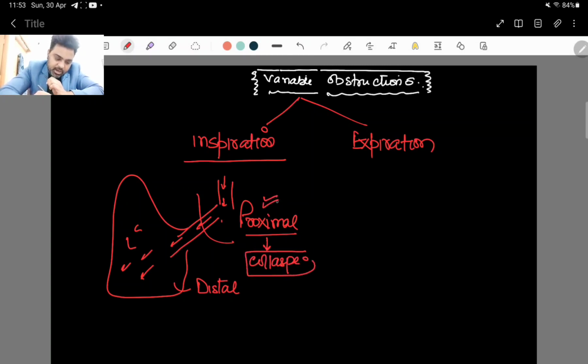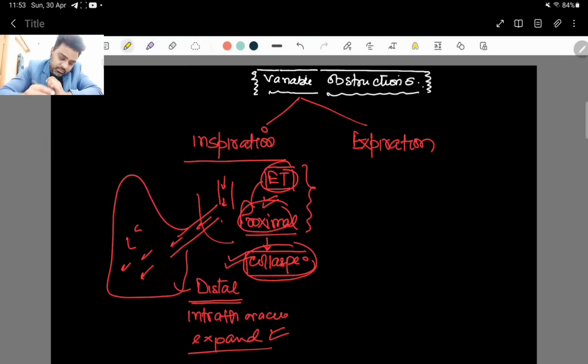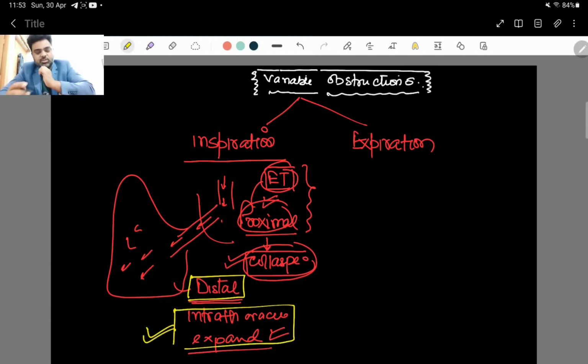This proximal part, or the extrathoracic part, has a tendency to collapse, whereas the distal part, or intrathoracic part, has a tendency to expand. This is normal physiology: in inspiration the extrathoracic part or the proximal part has a tendency to collapse, whereas the distal part or the intrathoracic part has a tendency to expand.